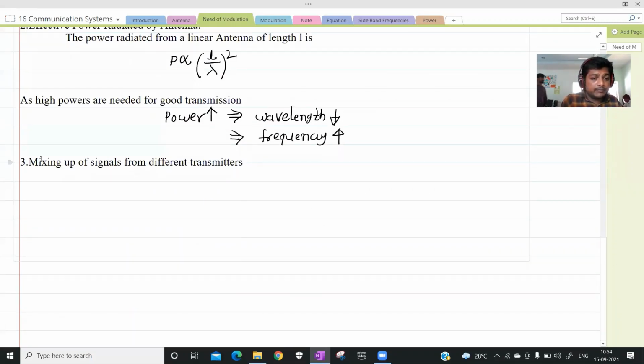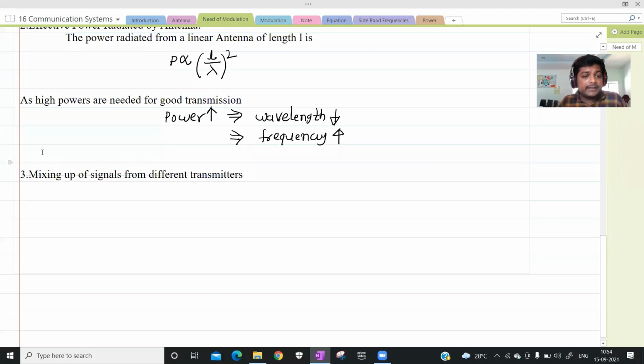Next is mixing up the signals from different transmitters. This is the next scenario. When many people are talking at the same time, we just cannot make out who is talking. Can we understand their words? No, sir, we cannot understand their words.